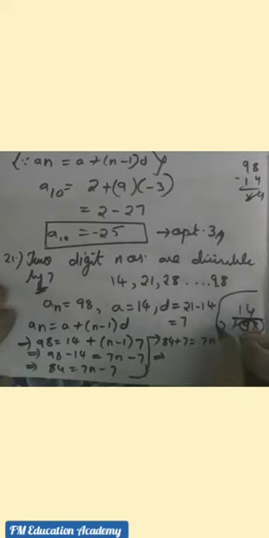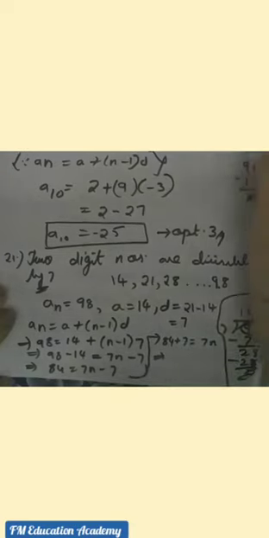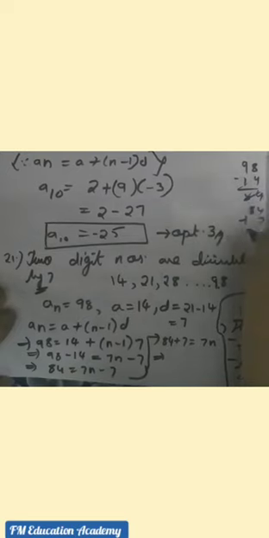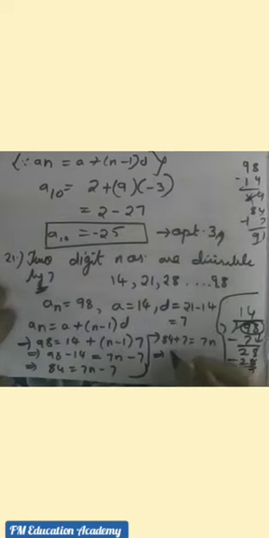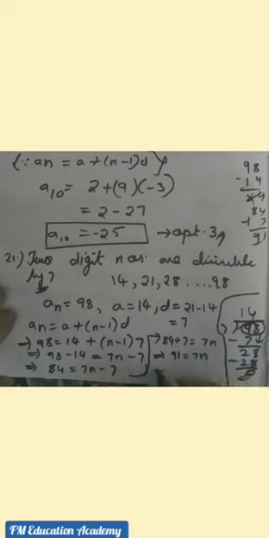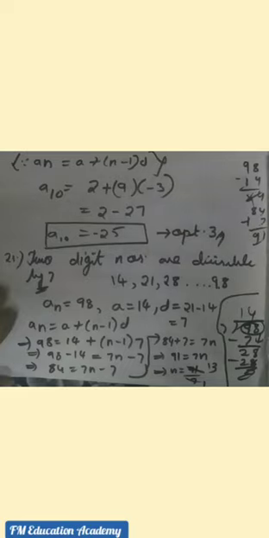Minus 7 if it goes that side, plus 7. So 84 plus 7 is equal to 7n. What is 84 plus 7? 7 plus 4 is 11, 8 plus 1 is 9. 91 is equal to 7n, or we can write n is equal to 91 by 7. We know 7 threes are 21, so we got the value of n as 13. Where is n value 13 in which option? It is there in the fourth option. So our answer for the 21st question is option 4.